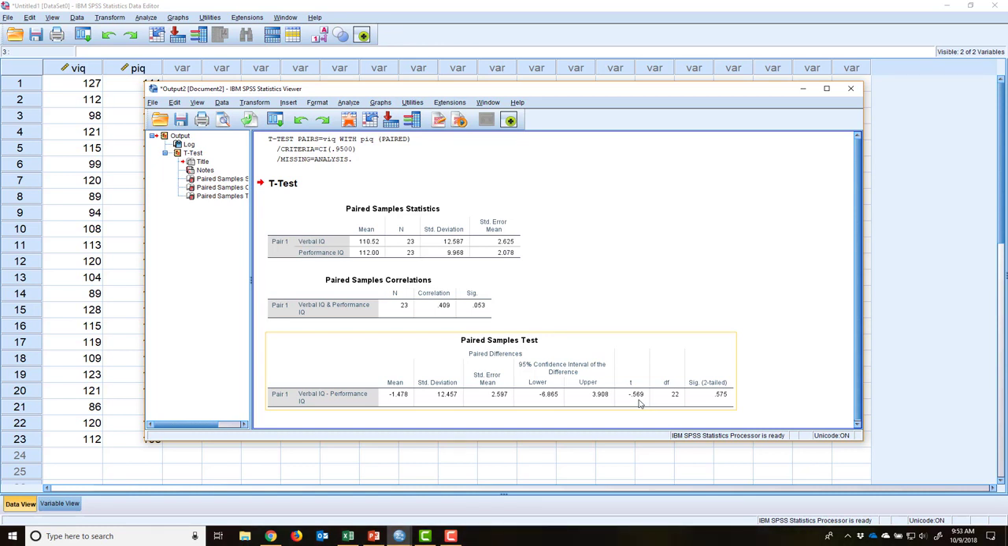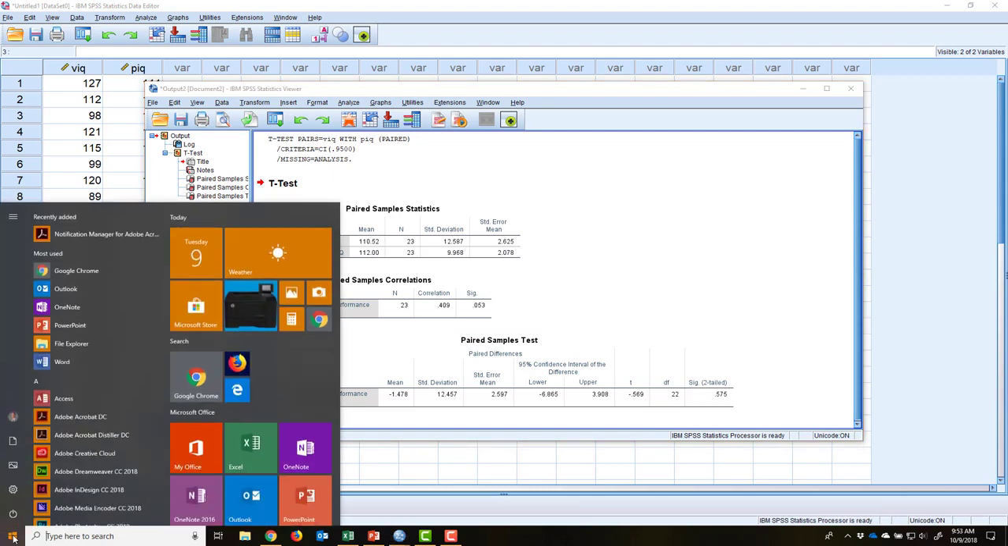SPSS does this for you, but basically you could look at a t table and look at the degrees of freedom, which is 22. Remember, the number of participants minus 1 is your degrees of freedom. And that gives us the significance of 0.575. Now already you should see that this is not a significant result. 0.575 is pretty big, but remember, this is a two-tailed test, and we're actually only looking in one direction. We expect that the score was going to be lower.